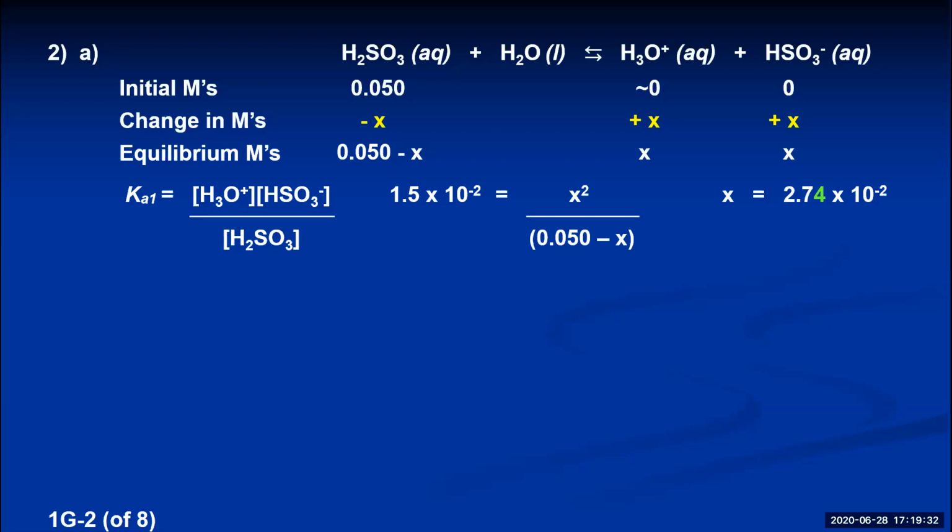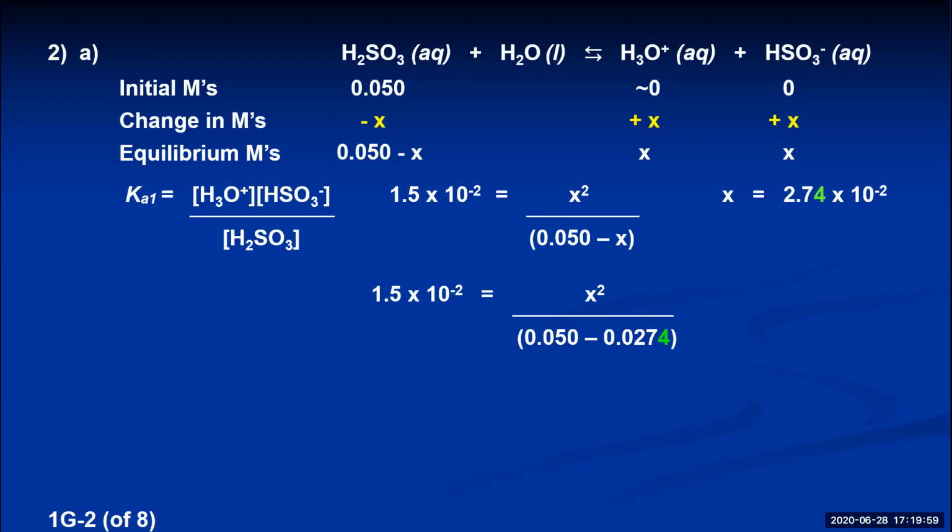to the minus second. Now, when you test the 5% rule for this one, this comes out way above 5%. It actually comes out 55%. So therefore, the assumption that X is close to 0 is not a good assumption in this case, and we have to do recycling. So you're now going to repeat the calculation, but instead of assuming the negative X in the denominator is 0, you're going to replace that with the 2.74 times 10 to the minus second.